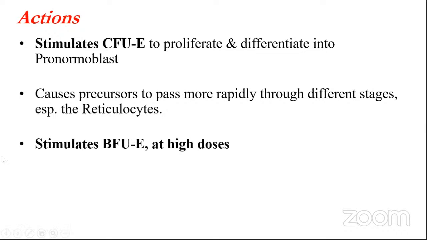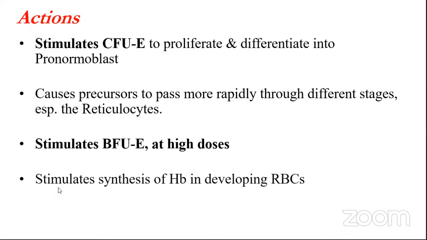High doses also stimulate the burst forming unit erythrocyte series. It increases the hemoglobin synthesis as well. Remember, it also increases the synthesis of hemoglobin. It acts on the stem cells to promote their transformation towards the erythroid series, and also stimulates the early release of immature erythrocytes into the circulation. So these are the various actions of erythropoietin.